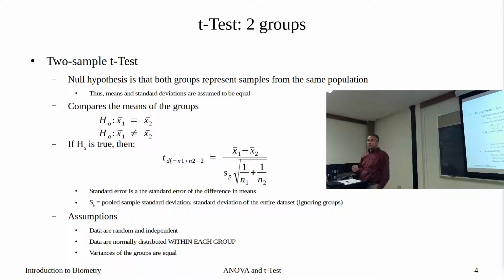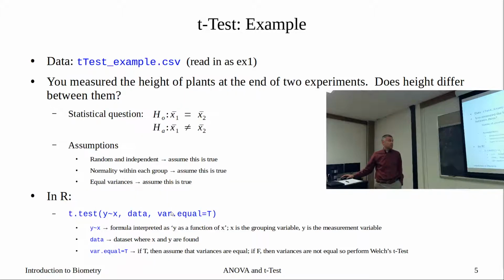Our degrees of freedom is the sum of our sample sizes minus 2. So it's our sample size minus 1 for each group, added together. We said our assumptions are that data are random and independent, data are normally distributed within each group, and variances of the groups are equal. We will return to these assumptions. For now, we will assume that all of our assumptions are met.